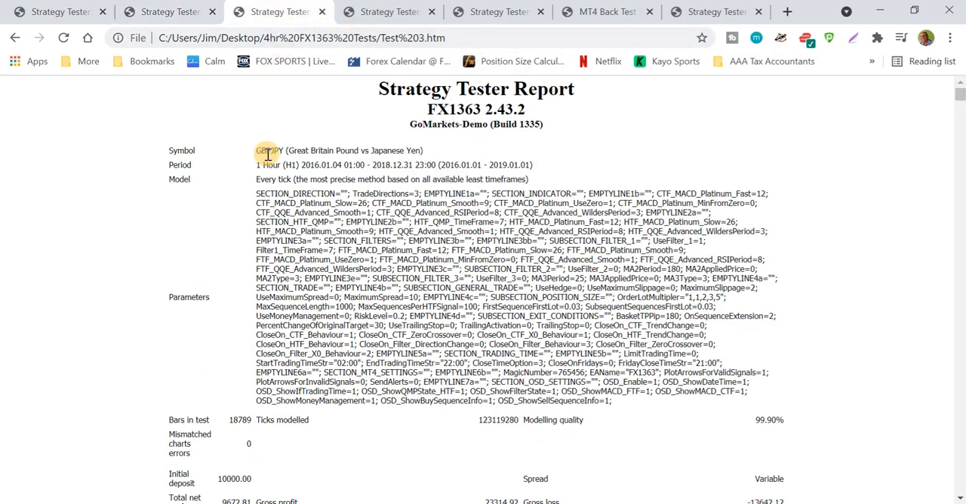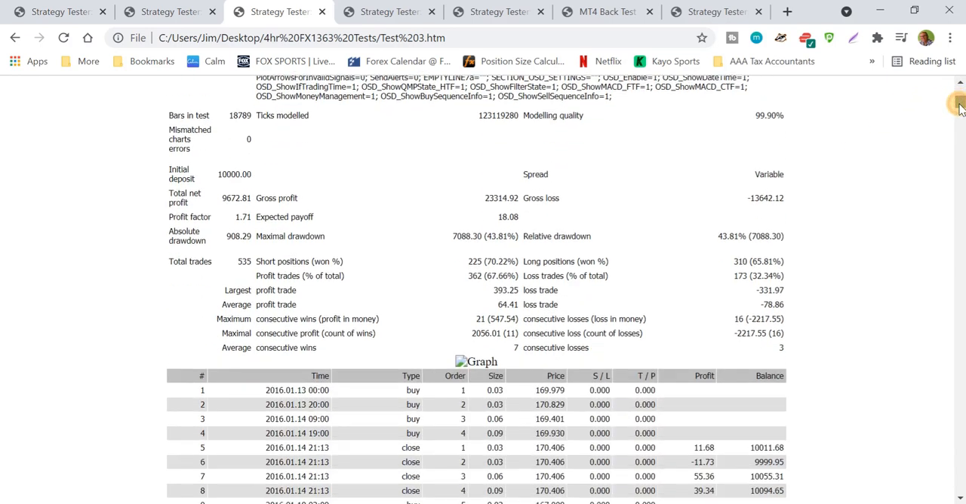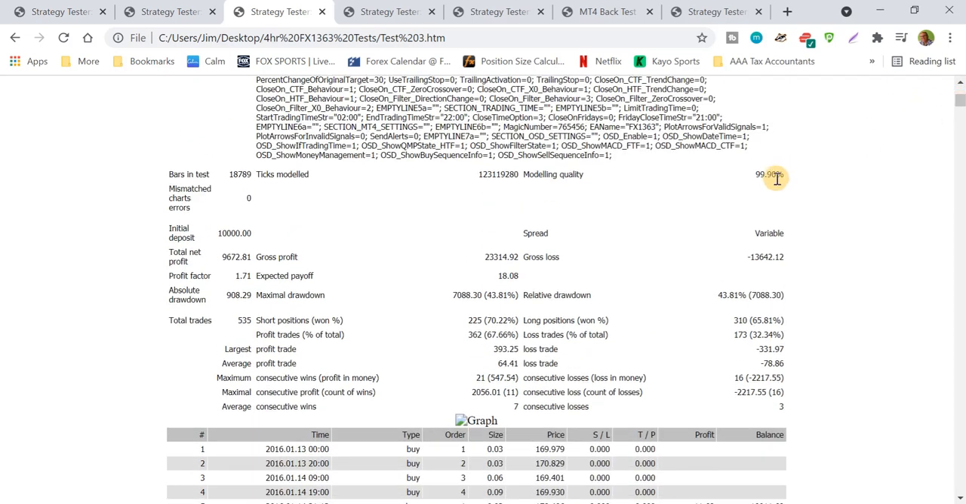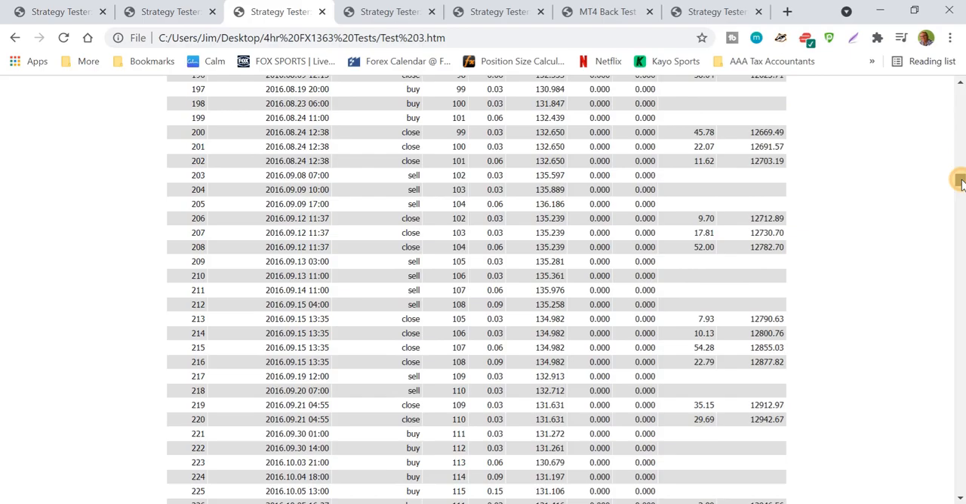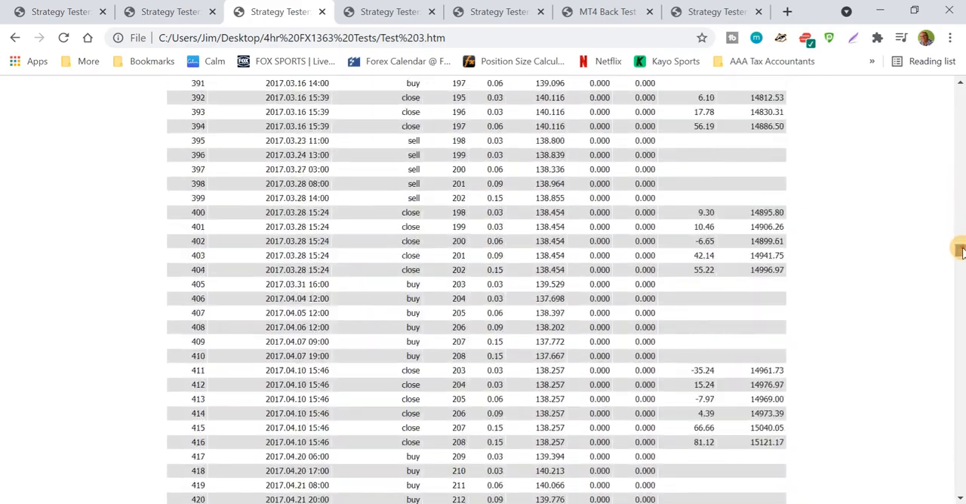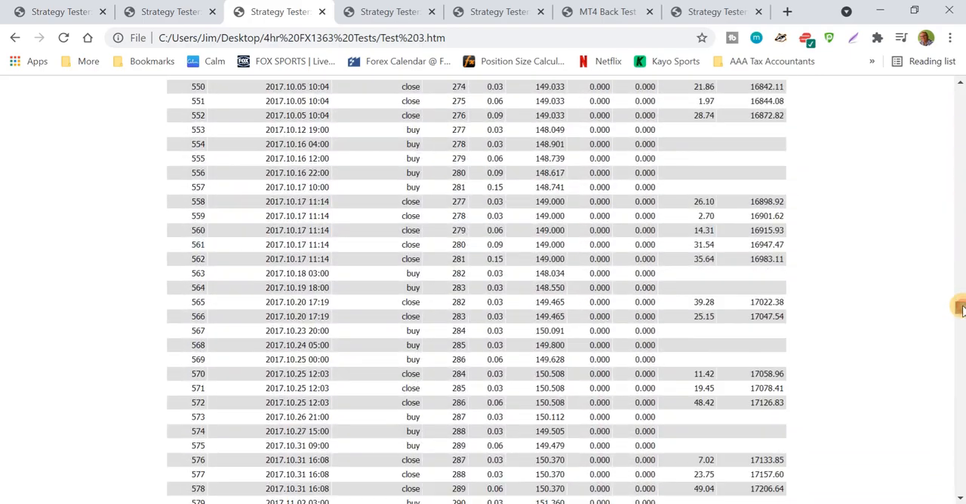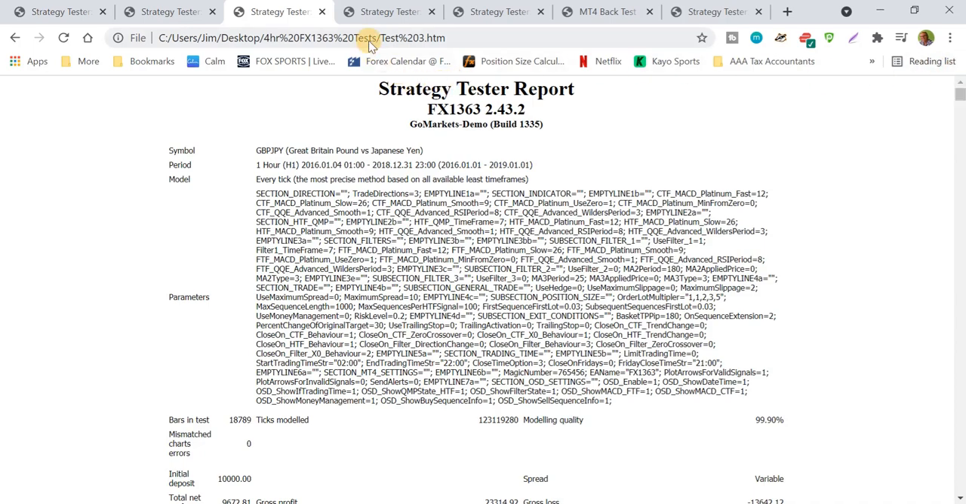Third one, pound yen. All the same, nothing changes. There's your 99.9% modeling quality, 1.71 profit factor, 43.81 drawdown, big drawdown, 535 trades. Here's all the trades. So same report, download all these reports, just ran all these tests. No optimization, just random numbers.